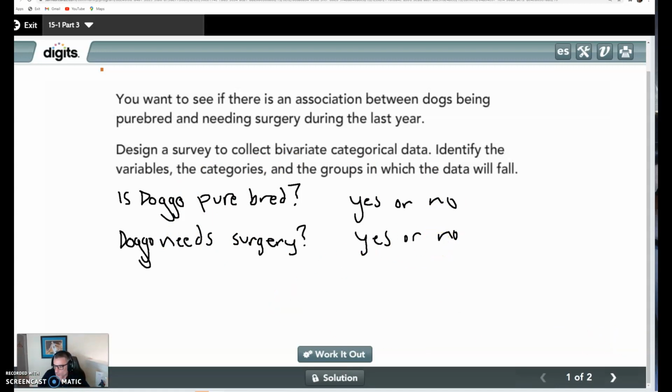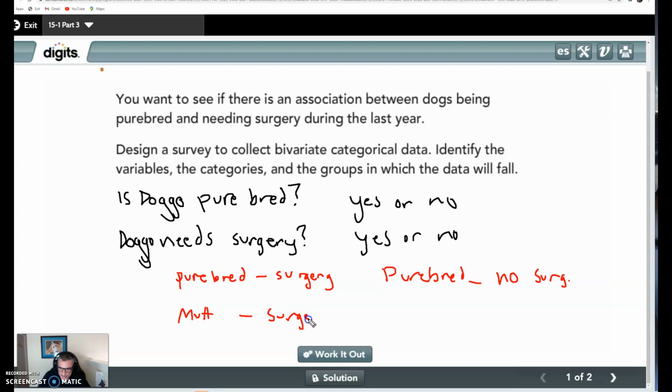So what are the possible results here? The possible results are we have a purebred that needed surgery. So I'm going to say purebred that needed surgery. A purebred that did not need surgery. So I'm just going to say no surgery. We have a mutt. I'm going to use mutt that needed surgery. And a mutt that was no surgery.